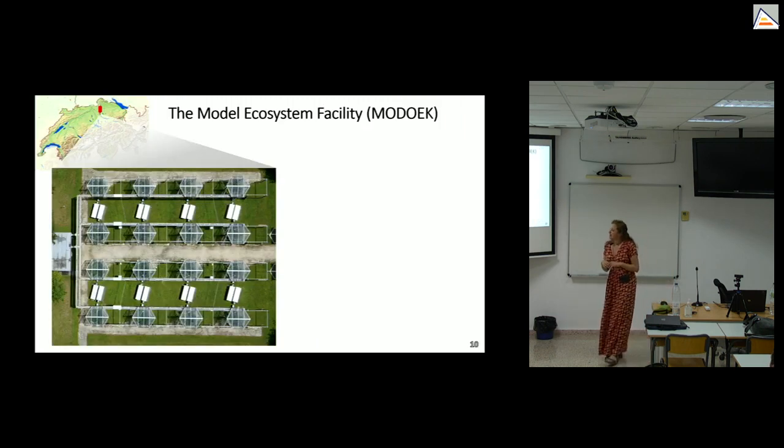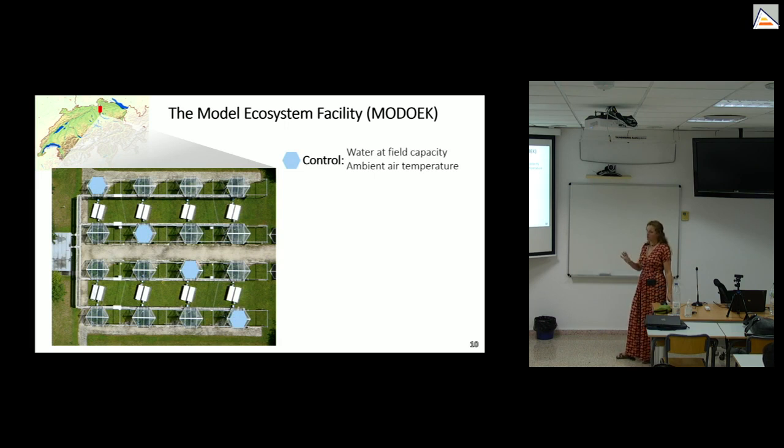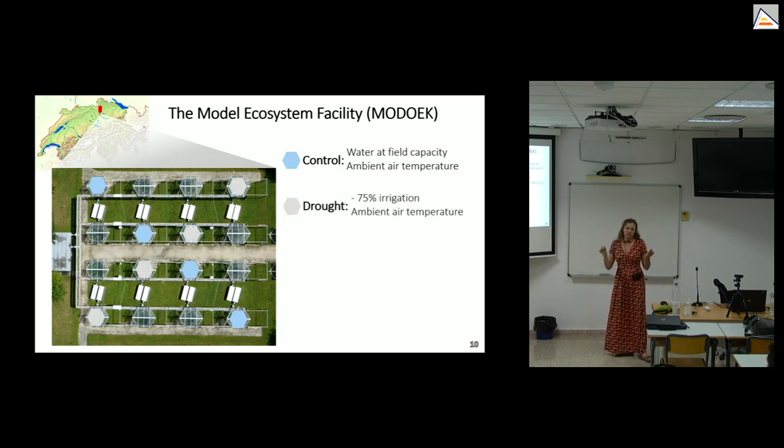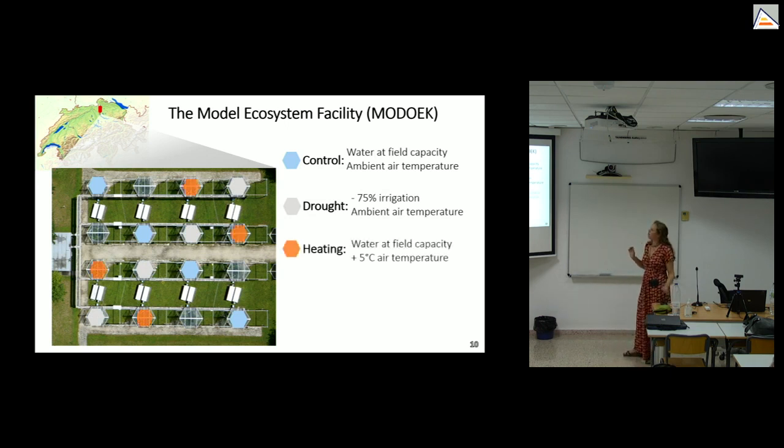So this experiment takes place in the Model Ecosystem Facility, MODEX in short, at the WSL in Birmensdorf, near Zurich. It's composed of 16 open-top chambers with 4 different climatic treatments. So we have 4 chambers with a control treatment, water at field capacity and ambient air temperature. 4 chambers with a drought treatment, a decrease by 75% of the irrigation, but ambient air temperature. 4 chambers with a heating treatment, water at field capacity, and an increase by 5 degrees of the air temperature compared to the control chambers.